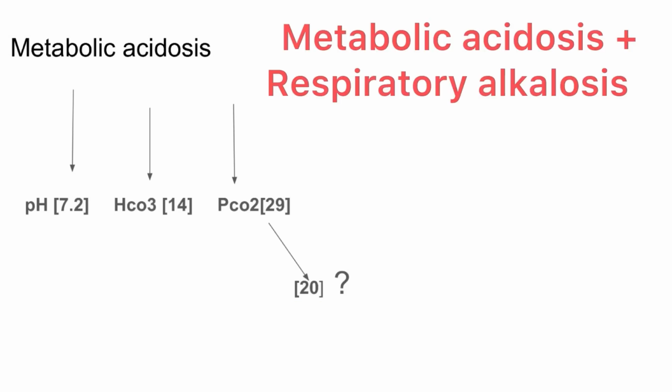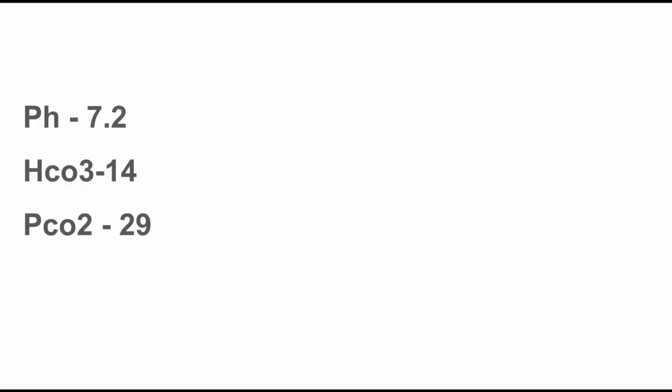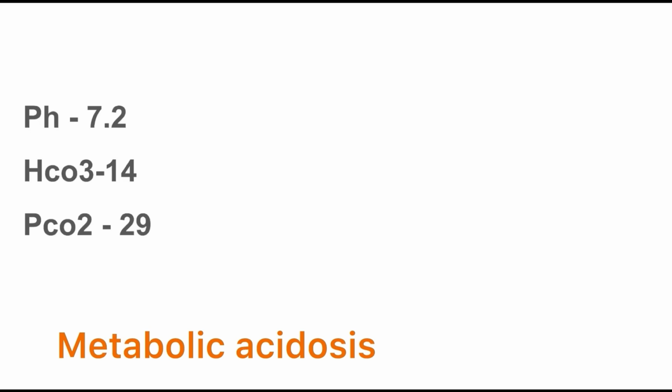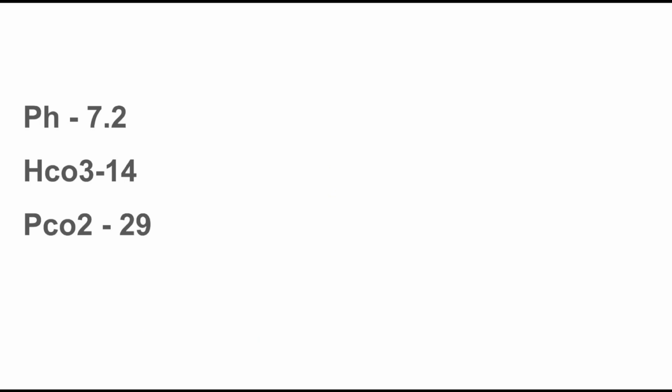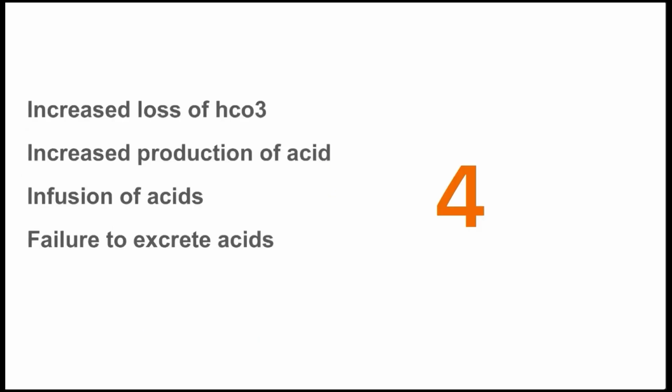So here the patient has metabolic acidosis and respiratory alkalosis also. But in our case, the ABG shows that the patient has only pure metabolic acidosis. And now what? What should be our approach? Here you should know that metabolic acidosis can be caused by 4 main mechanisms.